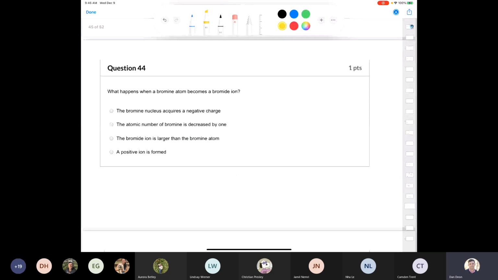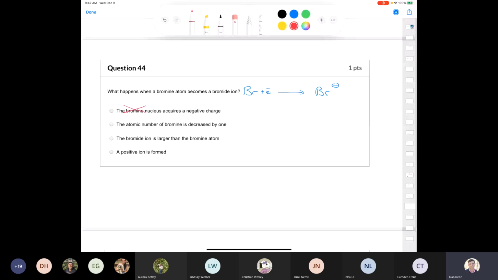What happens when a bromine atom becomes a bromide? All kinds of things. You throw a little party for it. So you take a bromine and it becomes a bromide, right? It means that the bromine must have gained an electron, right? So you could write it out like this: bromine plus an electron gives you bromide. The bromine nucleus acquires a negative charge? It's got nothing to do with the nucleus. If you change the nucleus, then you change the identity of an atom, so that's wrong.